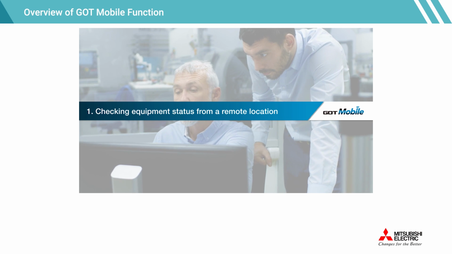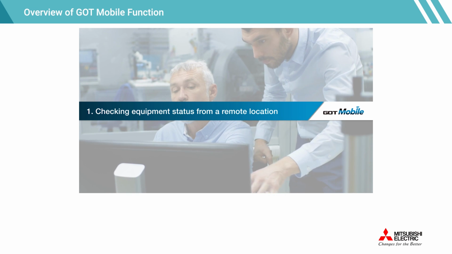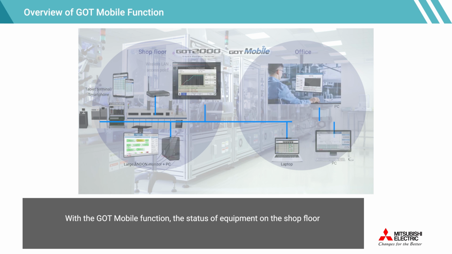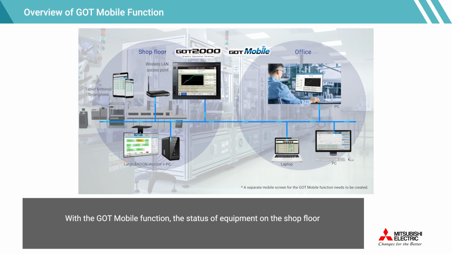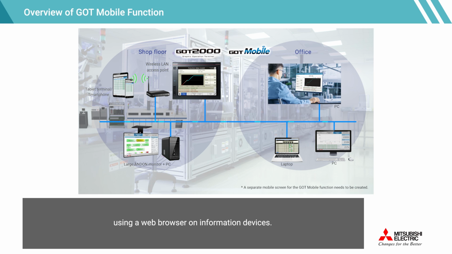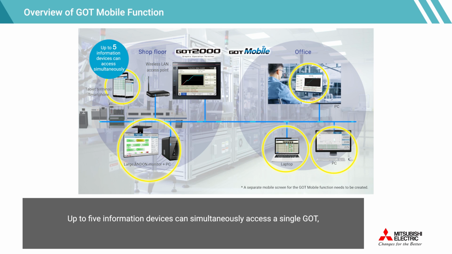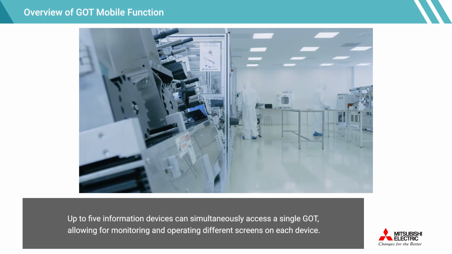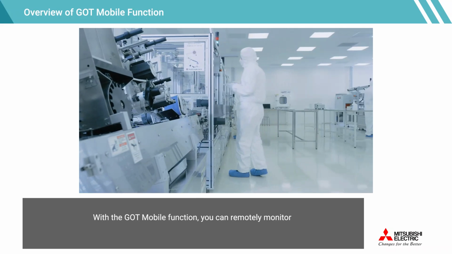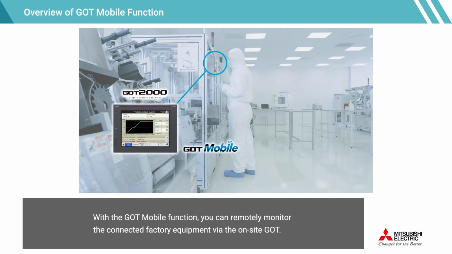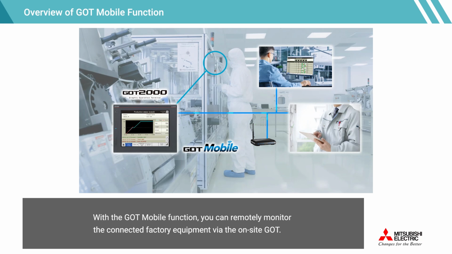Checking equipment status from a remote location. With the GOT mobile function, the status of equipment on the shop floor can be checked via the on-site GOT from a remote location using a web browser on information devices. Up to 5 information devices can simultaneously access a single GOT, allowing for monitoring and operating different screens on each device. With the GOT mobile function, you can remotely monitor the connected factory equipment via the on-site GOT.